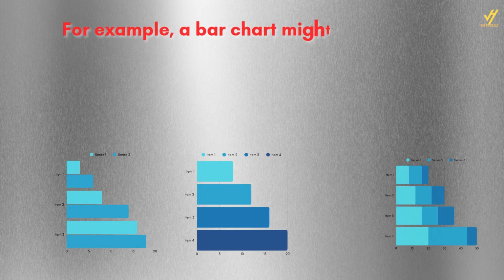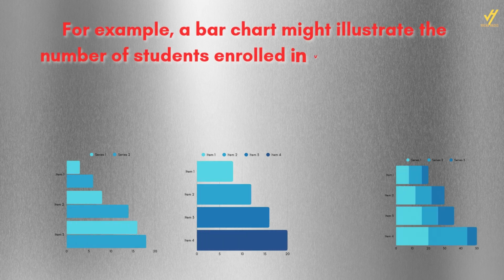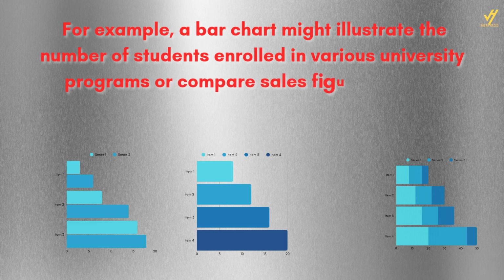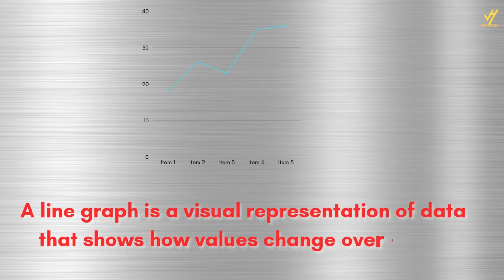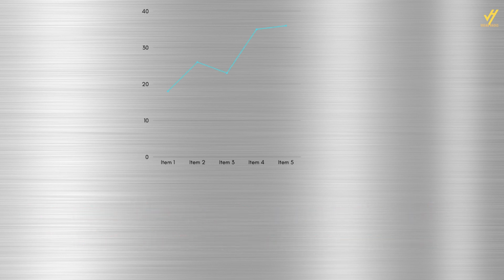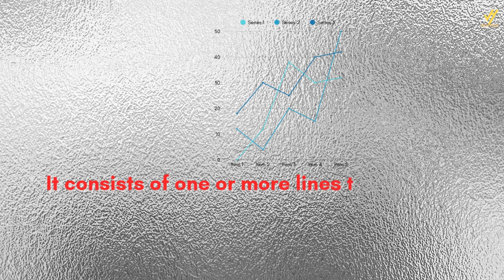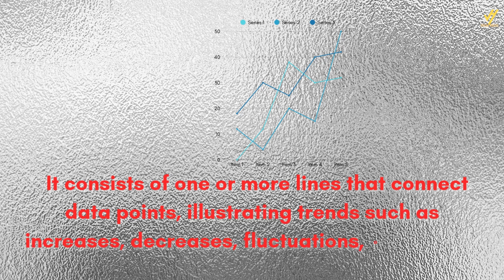For example, a bar chart might illustrate the number of students enrolled in various university programs or compare sales figures for 2 different years. A line graph is a visual representation of data that shows how values change over time. It consists of one or more lines that connect data points, illustrating trends such as increases, decreases, fluctuations, or stability.